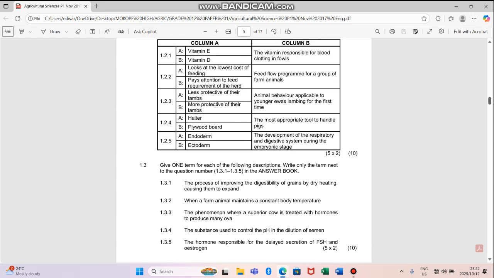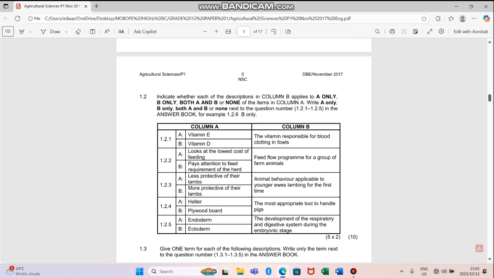Now, in 1.2, you'll be matching columns where they give you column A, where you'll be having possible answers, and column B, which is the statement. In column A, you're going to have A and B. Either the answer is A only or B only, or both A and B or none. That's how you're going to provide the answers.